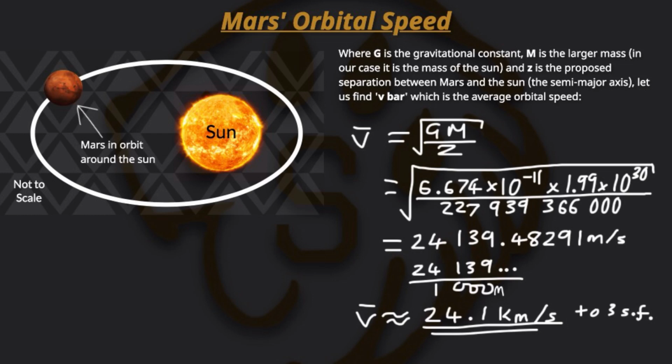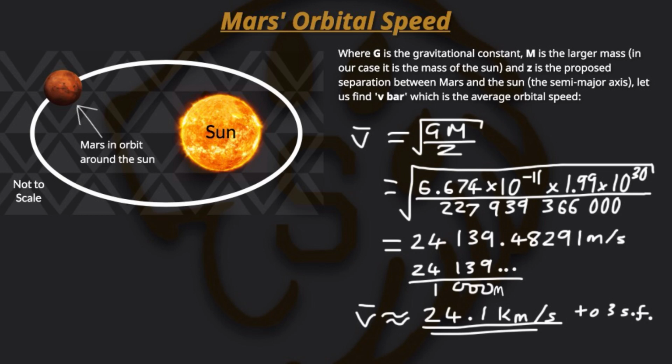Let us find v bar, the average orbital speed. So v bar will be equal to the square root of GM over z, where G is 6.674 times 10 to the power negative 11, multiplied by the mass of the Sun, which is 1.99 times 10 to the power 30, all over the denominator z, the semi-major axis, which is 227,939,366 kilometers, and that will be equal to 24,139.48291 meters per second.